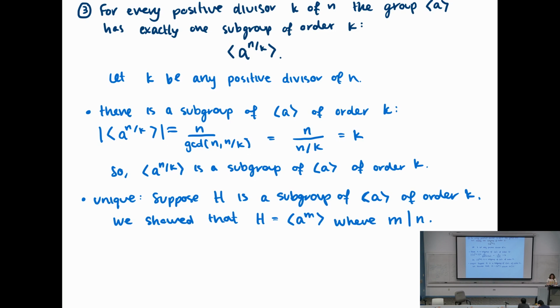Okay, so then I know that K is equal to the order of A to the M, because we're assuming that this group H has order K. And by the theorem from last time, this order is equal to n divided by the GCD of n and m. Since m is a divisor of n, that means that the GCD of n and m is m.